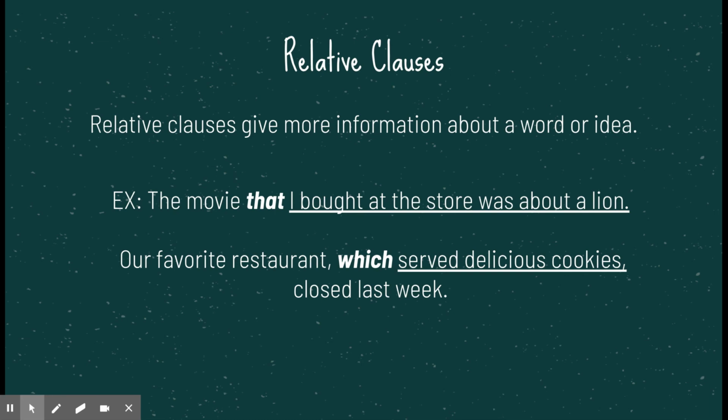Here's another example. Our favorite restaurant, which served delicious cookies, closed last week. So look for our relative pronoun, which is the word which, and our relative clause gives us more information about the person's favorite restaurant. What did the favorite restaurant serve? It served delicious cookies.